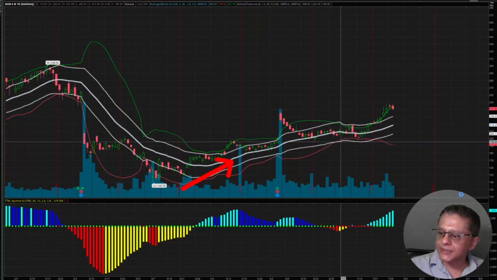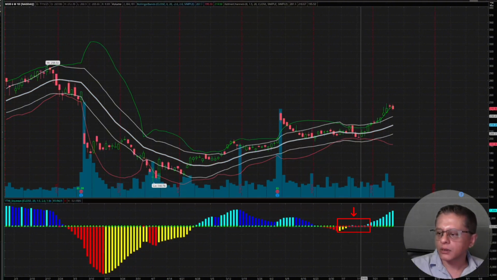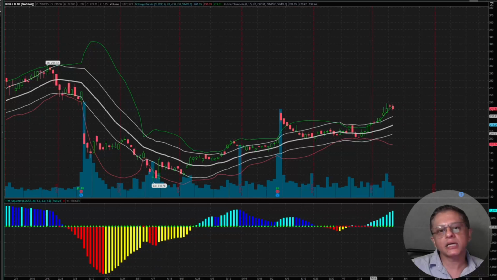Once this happens, the indicator will start plotting these red dots for you. And sometimes stocks can stay stuck in this stage for weeks, 4 or 5 weeks. There is no price movement. In this case, it's just 10 days, but stocks can stay stuck in a squeeze for a long time. So you need to avoid a stock which is stuck in a squeeze.